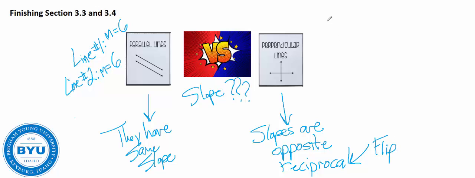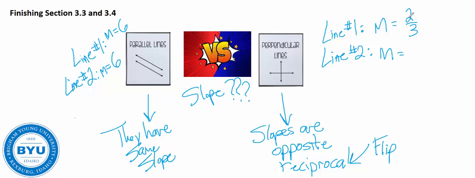So if line number 1 here has a slope of, I don't know, let's go with 2/3, then line number 2, if it's perpendicular, will have a slope that's flipped. So the flip of 2/3 is 3/2, and it will be opposite sign. So it'll be negative 3/2.